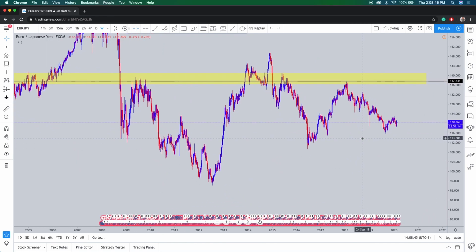Another thing I wanted to touch on, again depending on your strategy and the time frame you're trading, is that the higher the time frame, usually the bigger the area of liquidity is going to be.